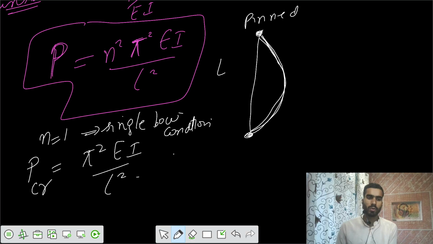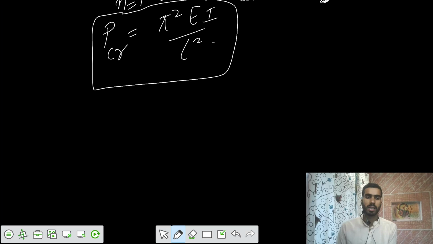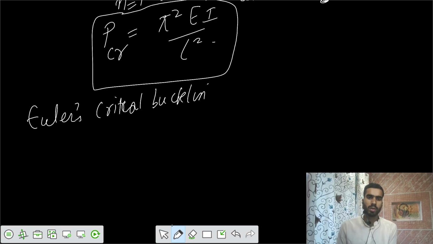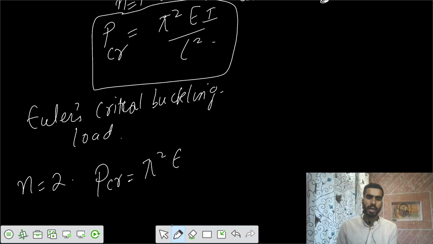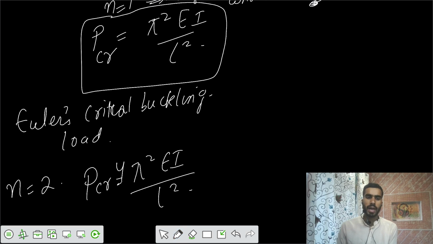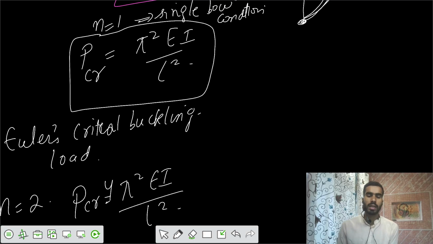And this value of load we call P_CR, that is the critical buckling load. Let's call it Euler's critical buckling load. And if you take n equals 2, we get P_CR equals π²EI times 4 over L². So at n equals 2, the critical load that the column can take is 4 times the initial load.